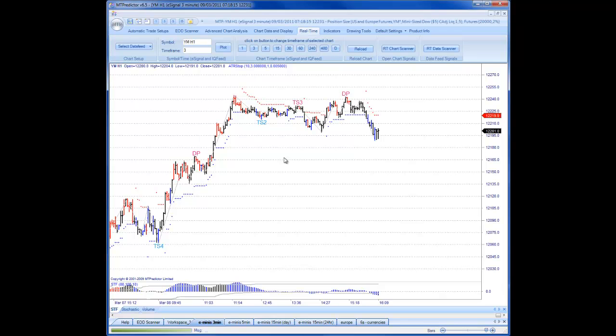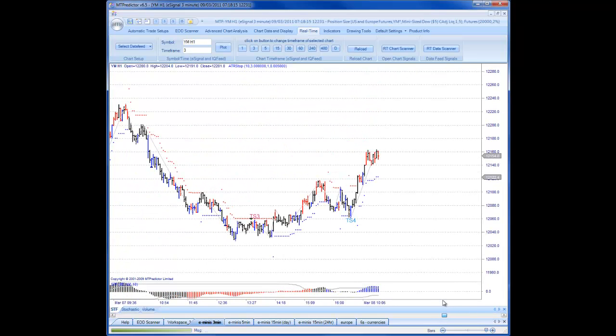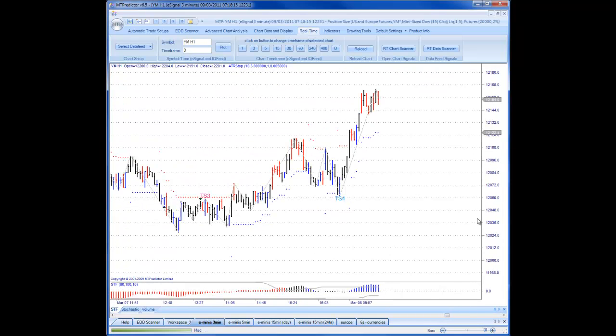In this video I'd like to look at this TS4 buy setup that we had unfold just after the open yesterday. That's this TS4 buy here that unfolded at 9:48 on March the 8th. That's Tuesday, March the 8th. So I'm looking at this in MTPredictor 6.5 and I'd like to have a look at this.